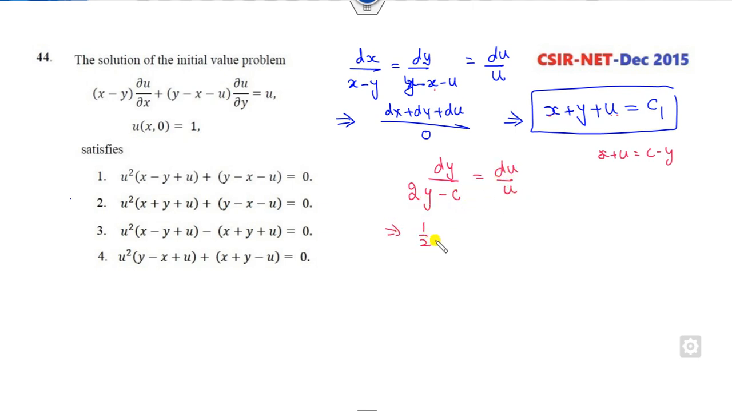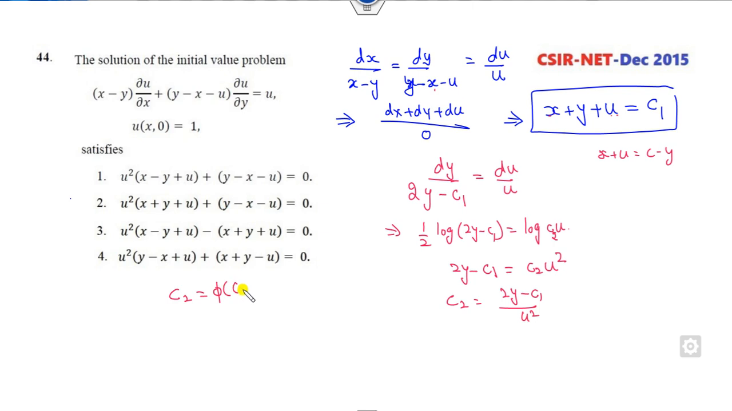Now how can you do that? I can integrate them. This is log 2y minus c. This is log of cu. I can take this, so 2y minus c1. This is my c2, this is my c2 of u square. Now I can write this c2 as, how can you do that, I can write c2 as a linear function of this. So what is the meaning of that? I can write this as 2y minus c1 over u square, and c1 is x plus y plus u. I can write 2y minus c1 from here. C1 I can substitute. This number will be my x. I can substitute c1 here, x plus y plus z. So it is my y.